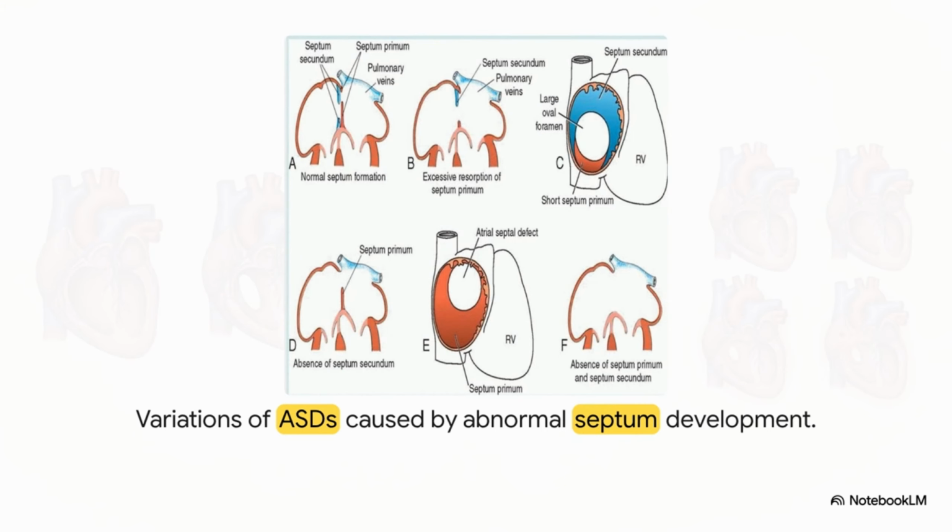So, the crucial takeaway is right here. You can visually see the pathology. Look at image B, for instance. You can clearly see how excessive resorption of the septum primum creates this massive pathological gap that the septum secundum just cannot cover. Or look at image D, where the total absence of the septum secundum leaves the ostium secundum completely wide open.